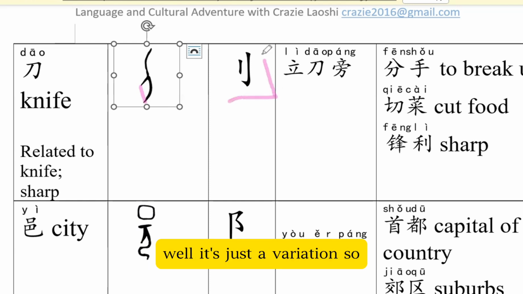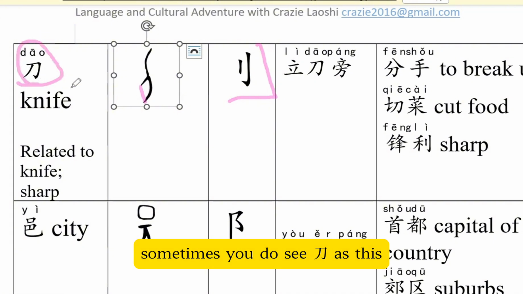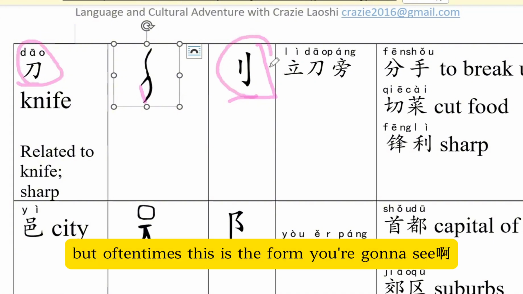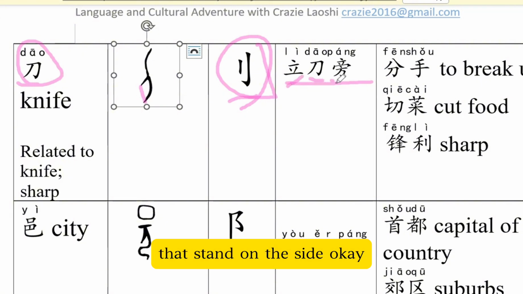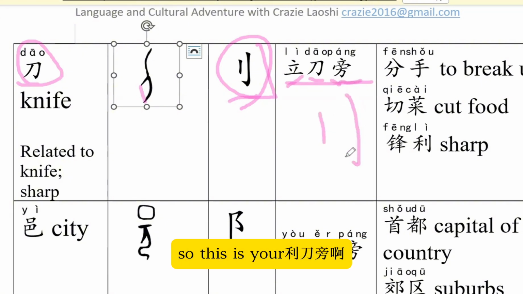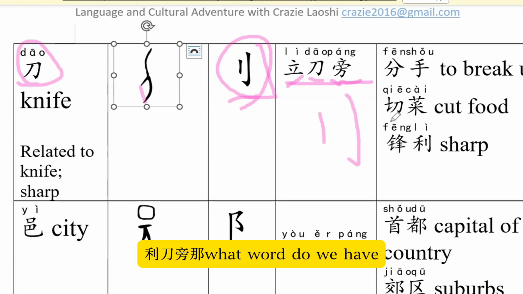And then it's like, what is this? Well, it's just a variation. So sometimes you do see 刀 appear as this, but oftentimes this is the form you're gonna see. And they call this 立刀旁, a standing knife that stand on the side. Okay. So this is your 立刀旁.